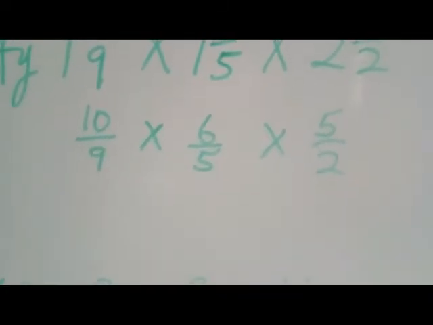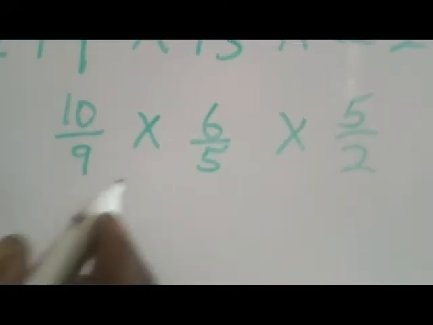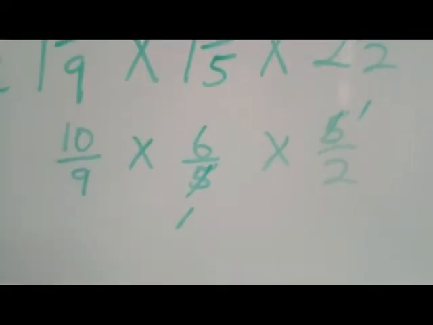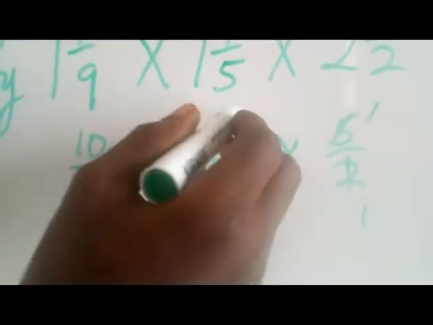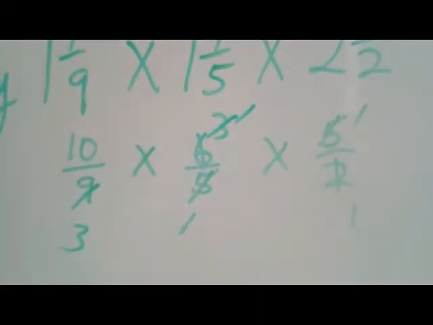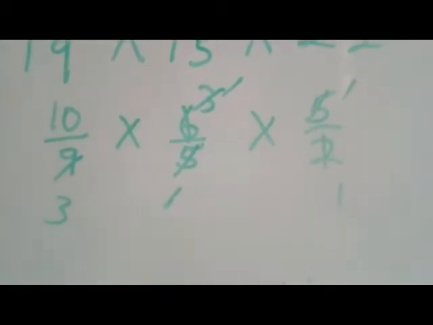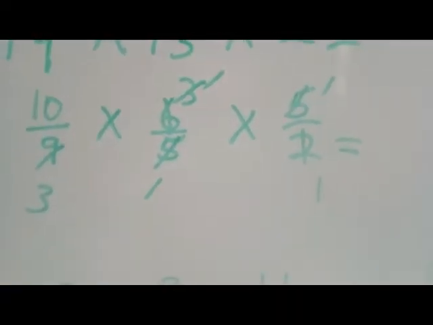Now in this case, you can see that the numbers can divide themselves. You look at those numbers that can easily divide themselves. Here, 5 can divide 5, and 2 can divide 6 3 times. You also see that 3 can divide 9 3 times. So you must reduce it till there is no further reduction. Then when you have finished, you multiply all the numerators together and the denominators together. So we're going to multiply now.